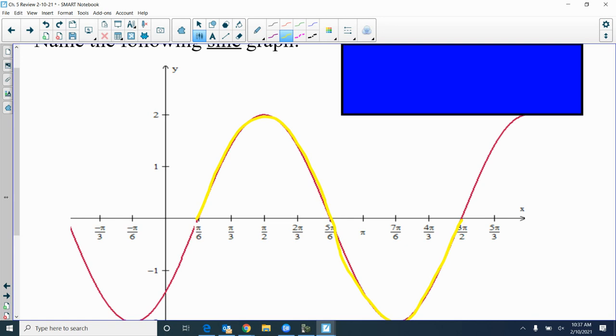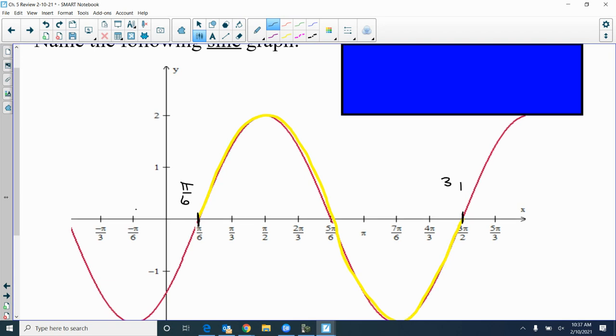If you can't see it back there, I'll let you know that this is pi over 6, and this is 3 pi over 2. And finding the b value is going to be the hard part on this one. I'll give you a chance though. Figure it out.